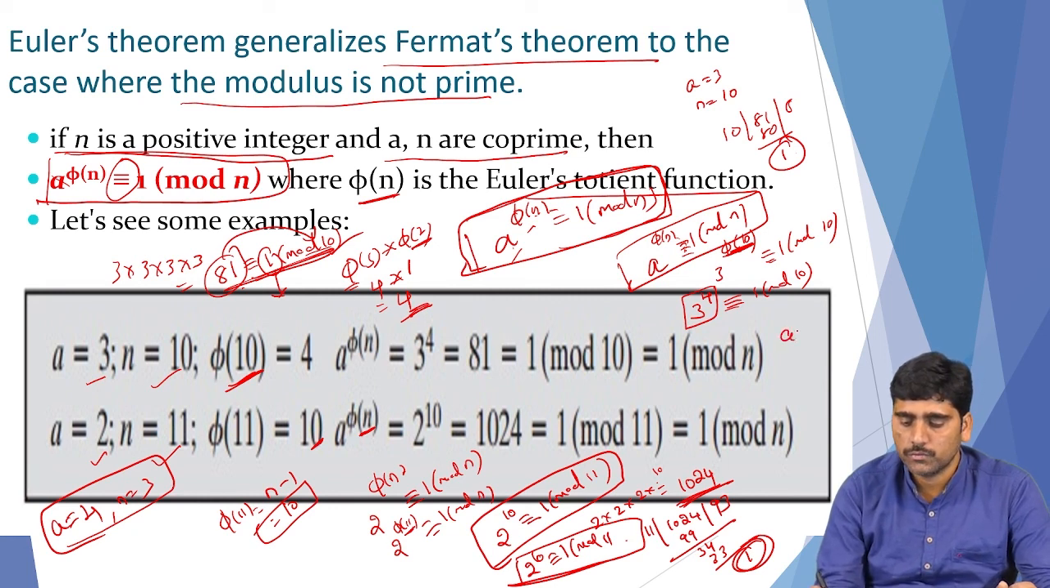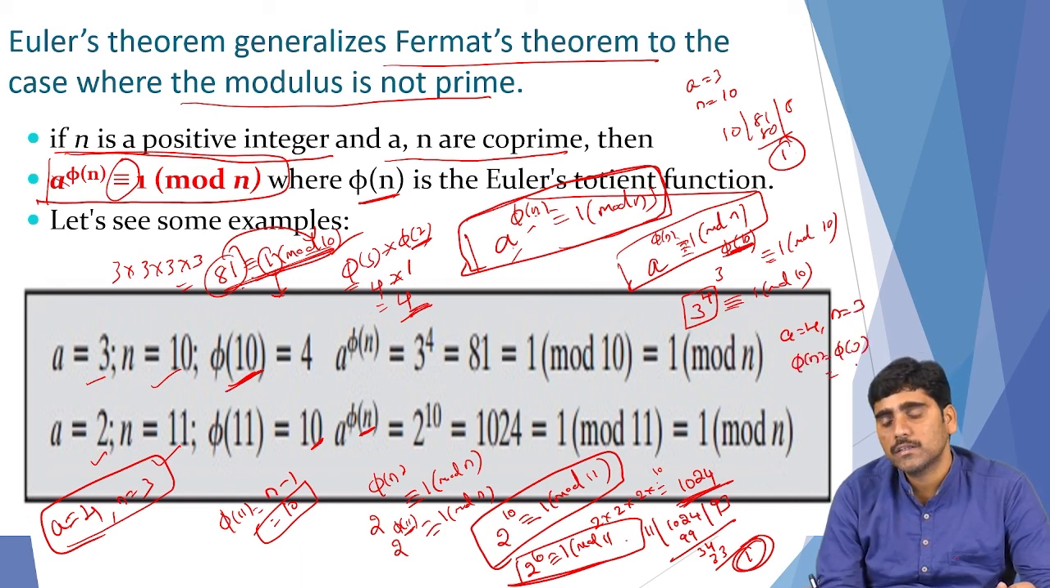So a equals 4 and n equals 3. Then phi of n equals phi of 3. So phi of 3 is nothing but 2, right? So a equals 4. So 4 to the power 2 congruent to 1 mod 3. See here whether it is satisfied or not. 4 squared is nothing but 16. 16 congruent to 1 mod 3.